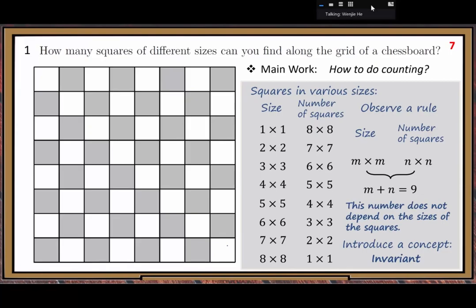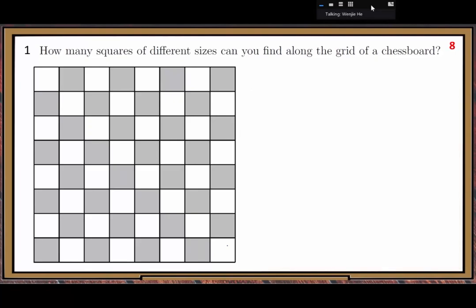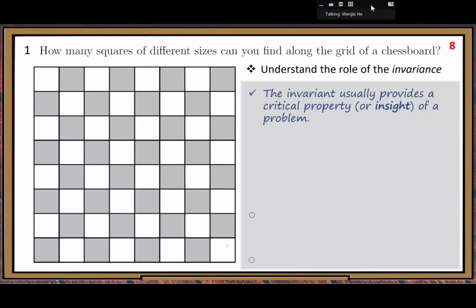Some quantity never changes when you change your data in different categories. That quantity never changes. This is the concept. This concept is very important in problem solving. So here I want to explain the importance of the invariant concept. Invariant usually provides a critical property or insight of a problem.